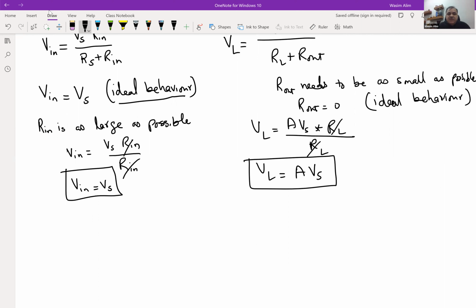Okay, so these are the two ideal case scenarios. So this is the behavior of an ideal op-amp. So these two observations are important. We want the Rin to be as large as possible and Rout to be as small as possible. So in the end, the circuit that you end up with would look like this.